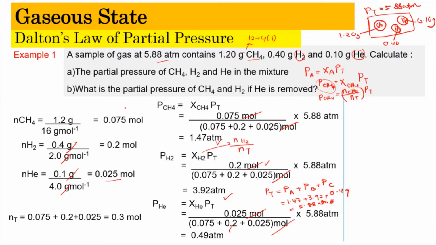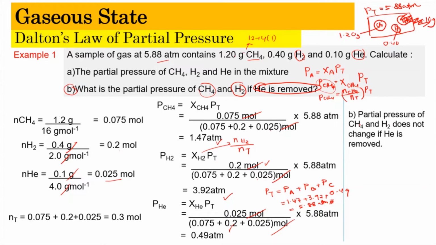Okay, and now we're going to focus on question B. Question B states: what is the partial pressure of the CH4 and the hydrogen gas if the helium is being removed? So what's going to happen to this one and that one? If the helium is being removed, basically nothing happens to the CH4 and H2. The partial pressure of the CH4 and the hydrogen will still remain the same. And because of that, the partial pressure of CH4 is going to be 1.47, the same as usual, and the partial pressure of hydrogen is 3.92, the same as before.